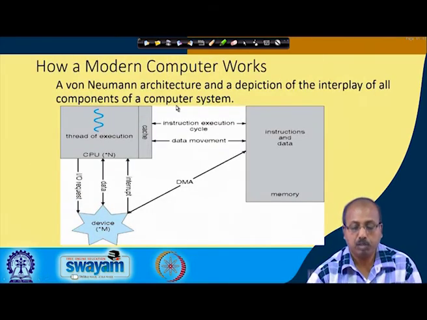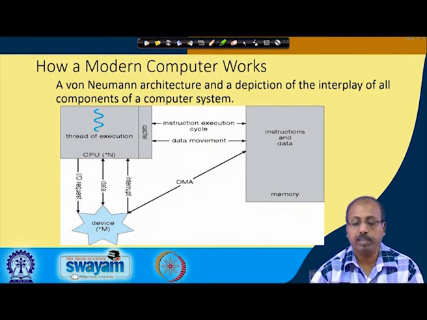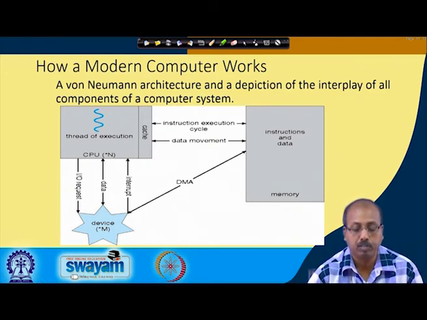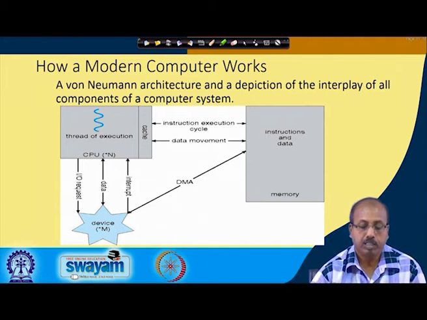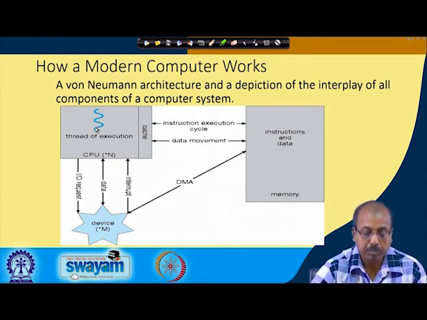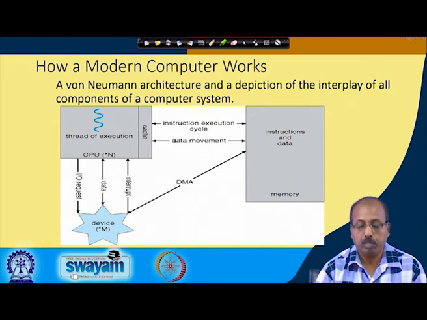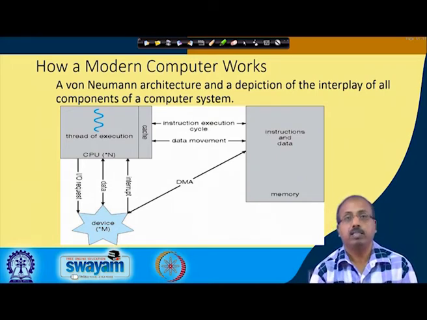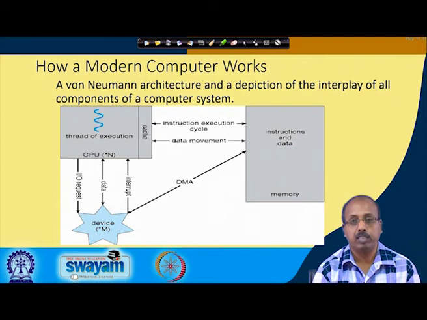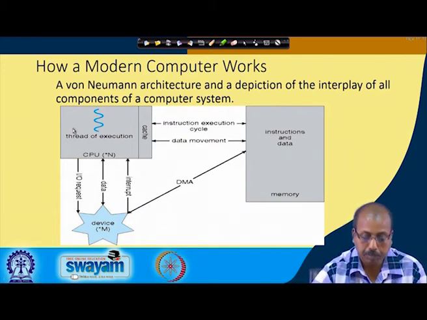So, how do modern computers work? The von Neumann architecture and a depiction of the interplay of all components of a computer system. So, it is like this. The CPU may have several threads of execution. So, there may be several processes. We will come to the concept of thread later, but a process may be divided into threads also. For the time being we take thread and process or program as the same, that is something that has to be executed by the CPU.